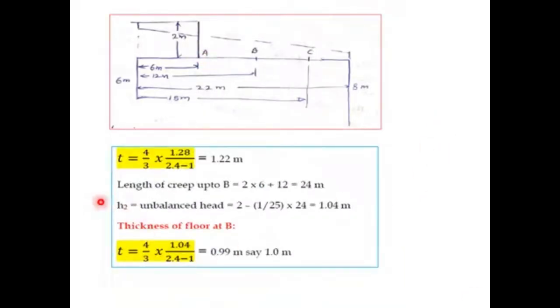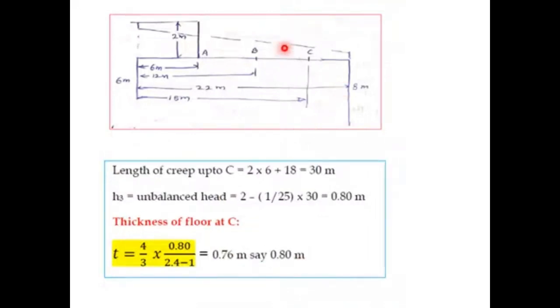Similarly, coming to point B, the length of the creep up to B is 2 times 6 plus 12, so that gives 24 meters. The head lost is 1 in 25, that is the hydraulic gradient, into the length, that is into 24. Therefore the unbalanced head is 2 minus this, so that gives 1.04. So we can find the thickness of the floor here as 4 by 3 into the unbalanced head 1.04 divided by 2.4 minus 1, which comes to 0.99, say 1 meter.